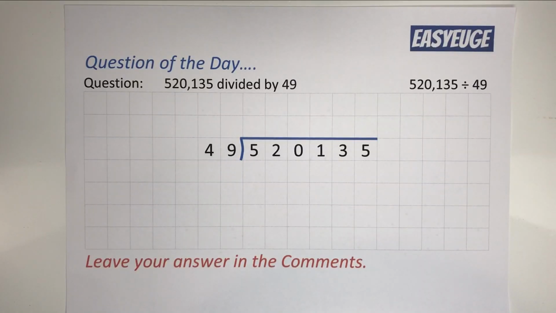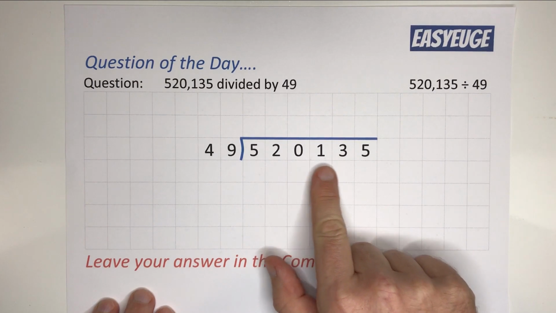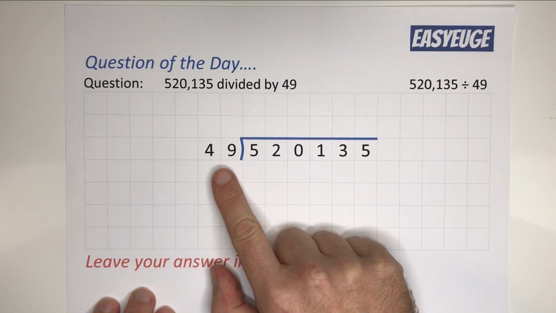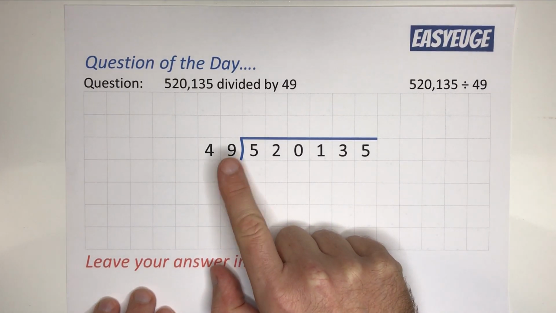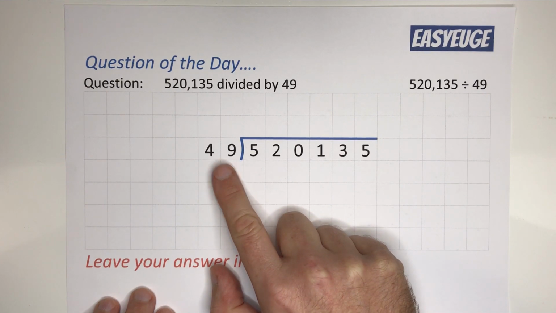Question of the day is 520,135 divided by 49. So you can see this is long division with a 2-digit divisor. It's a super big number, and remember the approximation method. Nobody knows their 49 times tables, and if you do know your 49 times tables, do get in touch with me in the comments and let me know, because I'd love to hear from you.